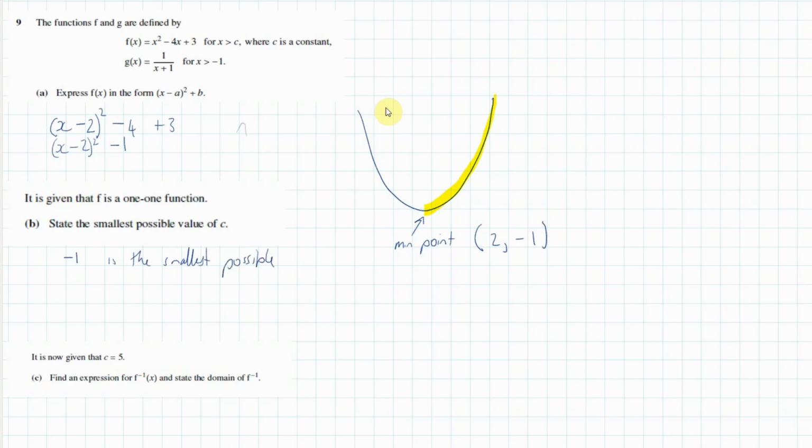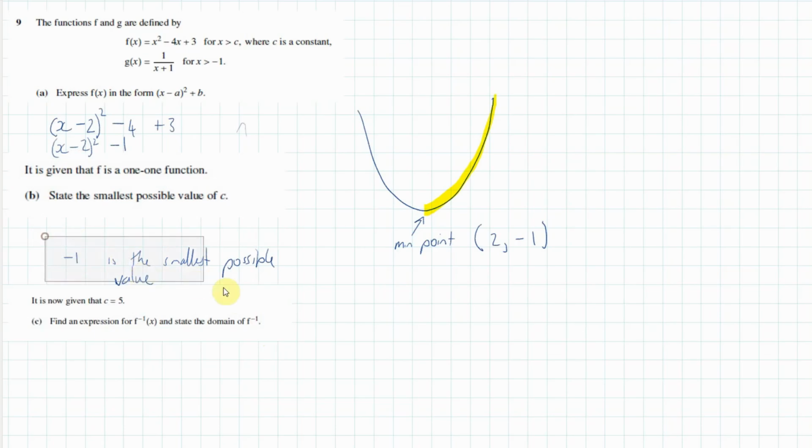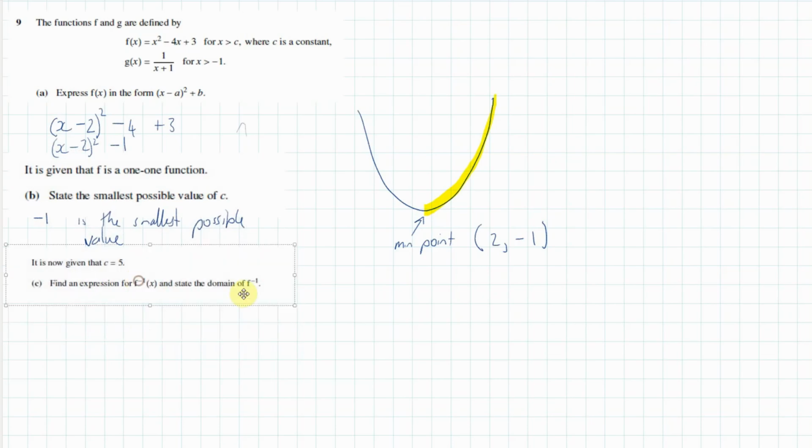Okay, so let's move on to part 3. It's now given that c is equal to 5. We can pull all of this up, I guess. So we've moved across to somewhere over here, say. Write an expression for the inverse. So my first step is to write y equals (x minus 2) all squared minus 1.